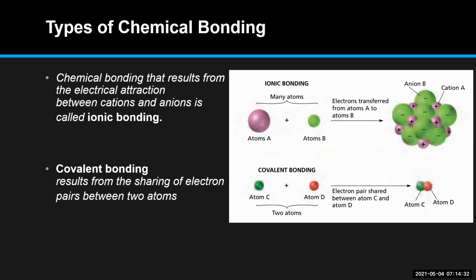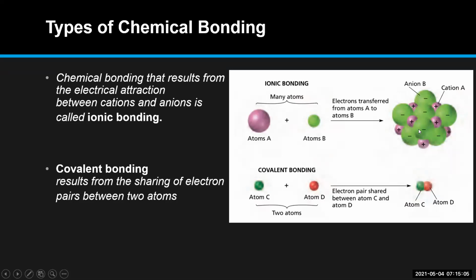So take a look at the image right here. We have atoms from element A and atoms from element B. What happens when they join? As you can see, they form a bigger substance made of two electrically charged things, negative and positive. And when these are attracted, we call this ionic bonding.